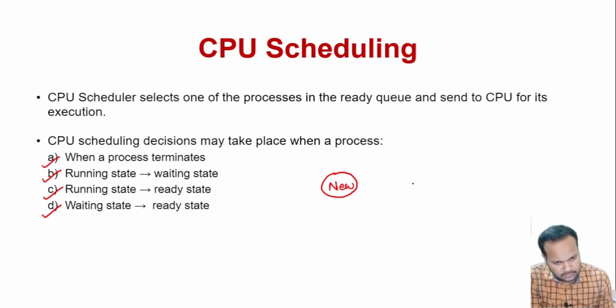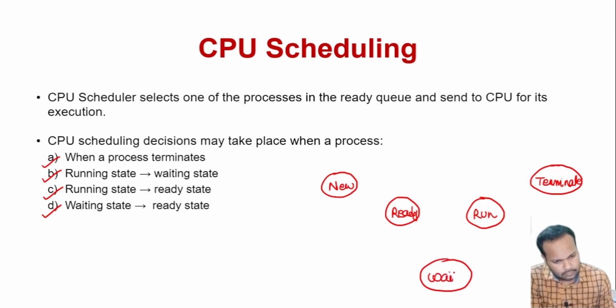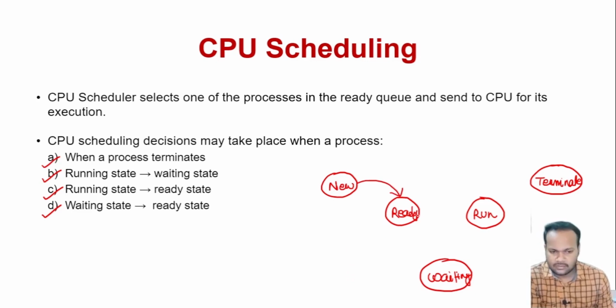There will be a new state, then ready, then running state, and waiting state. When a process gets created and is ready for execution, it goes from new state to ready state. Then if the CPU is free, it changes its state from ready to running. That means it will actually be executing inside the CPU. Finally, when it finishes its running time, meaning it gets executed, it goes to the terminate state.